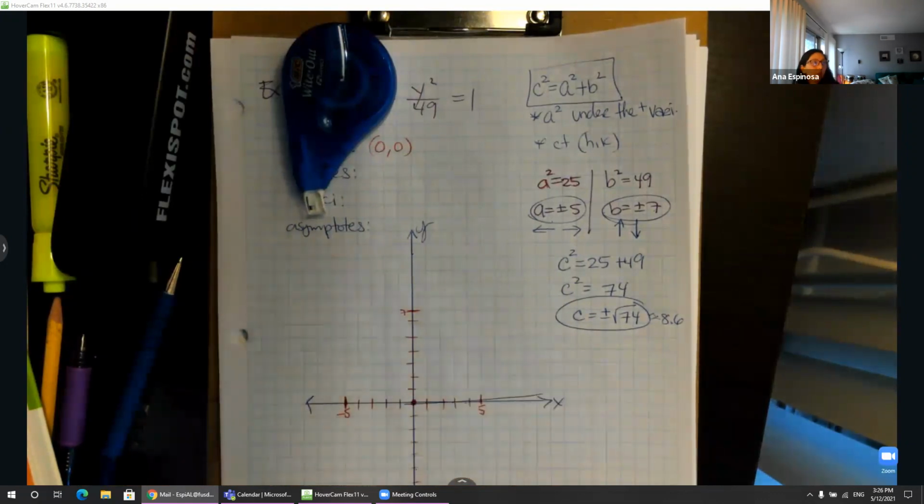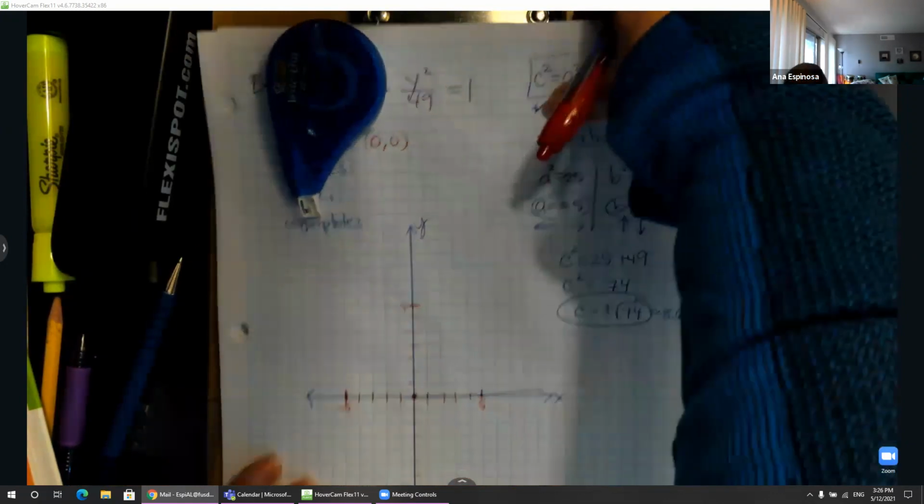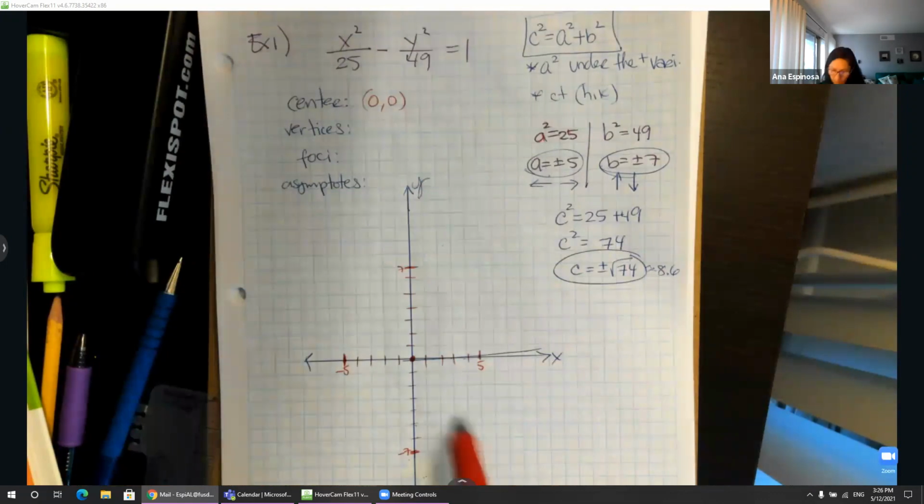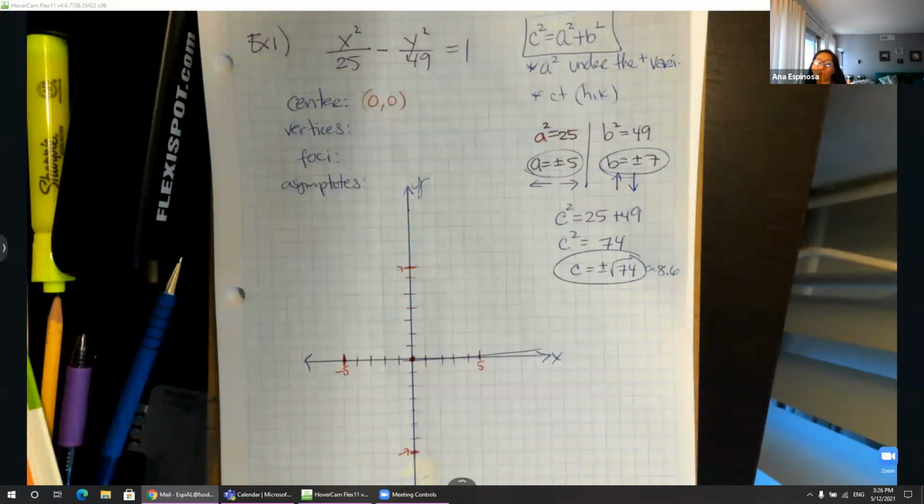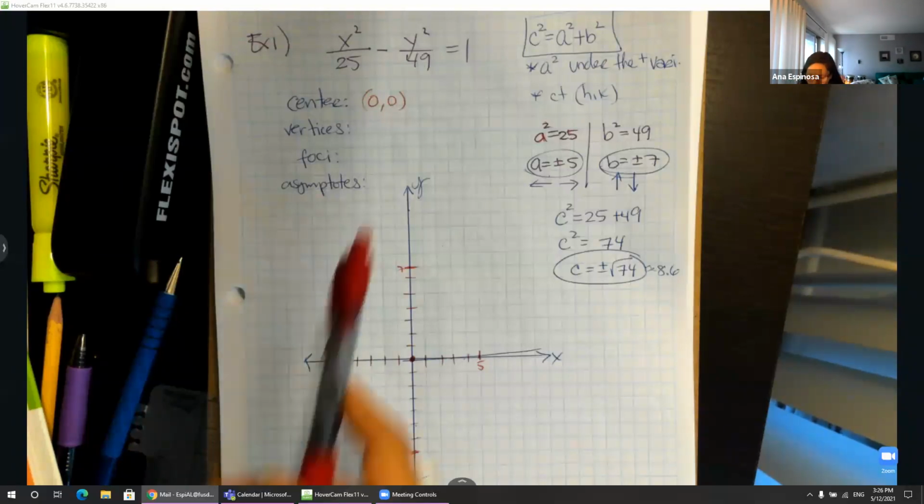Okay, so before, if we were doing the ellipse, we would basically take these dots and make an ellipse, and that would be our shape, right? But we are not working with ellipses. We are working with hyperbolas. So therefore, you're going to make a box, and that's going to give you the width of the hyperbola. Otherwise, you're going to have to do points, and we don't want to do points. That's a very complicated equation.